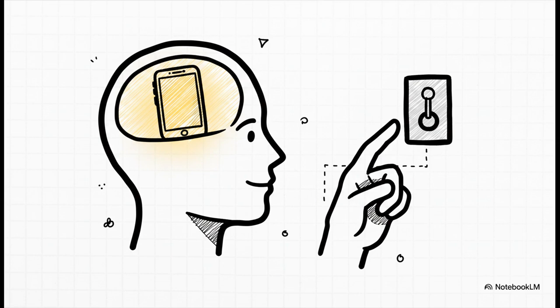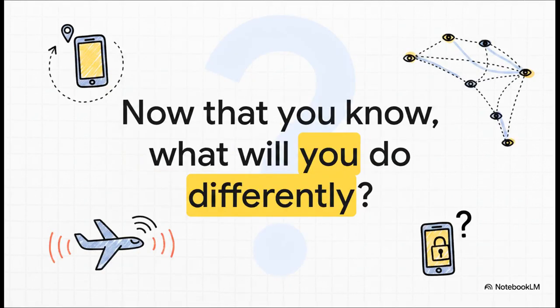Look, the point of all of this isn't to make you want to throw your phone away. It's to help you understand it. Knowing these technical limitations is the very first step toward having some real digital self-awareness. In today's world, being informed about what your devices are actually doing isn't just a good idea, it's essential. So I'll leave you with just one simple question to think about. Now that you know how airplane mode really works, and more importantly, how it doesn't, what are you going to do differently?